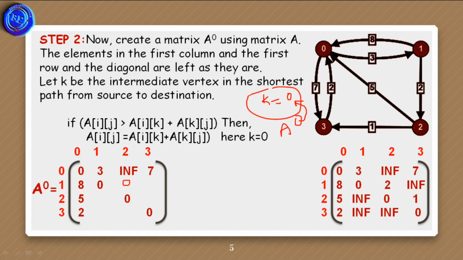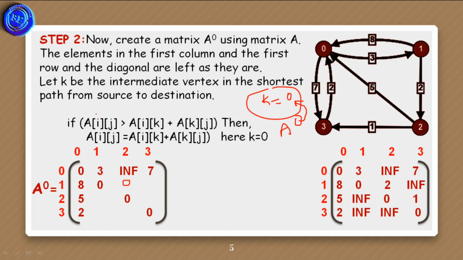In the next step we are going to take the K value as 1, after that the K value as 2, and in the next step the K value as 3. So in every step we are going to increment the K value. By using this formula we are going to calculate the cost of each vertex pair. I represents the row, J represents the column and K represents the intermediate vertex.